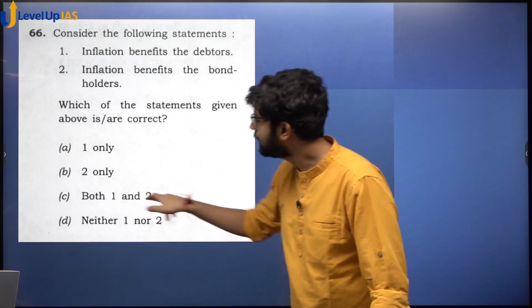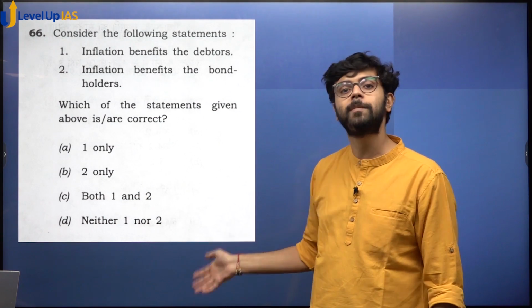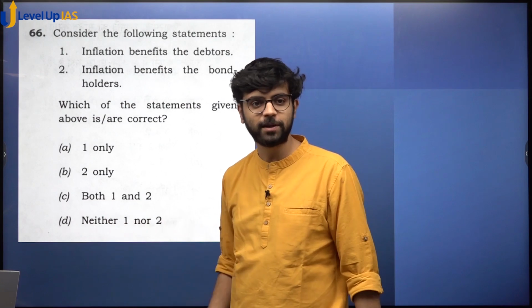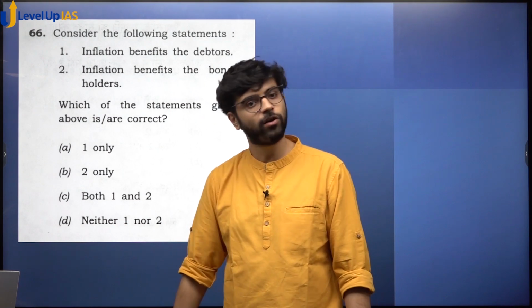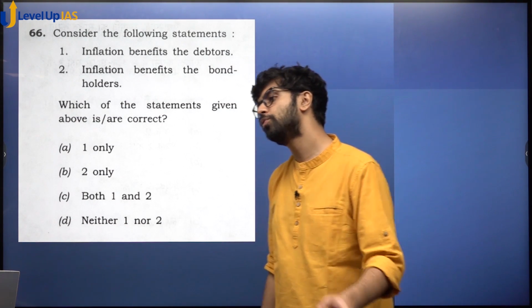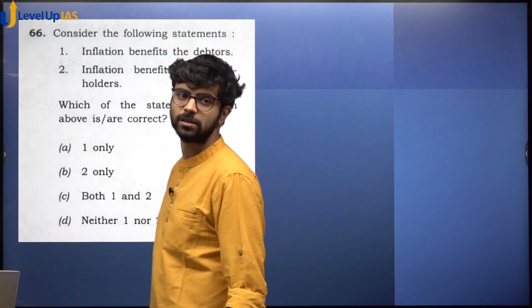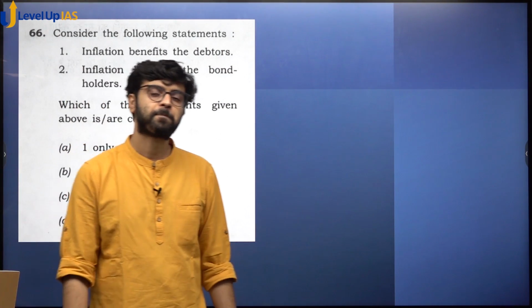Right. So C is out. It cannot not benefit both also. So D is also out. It will benefit one person, it will not benefit the other. Whom do you think inflation benefits? Who does it benefit?